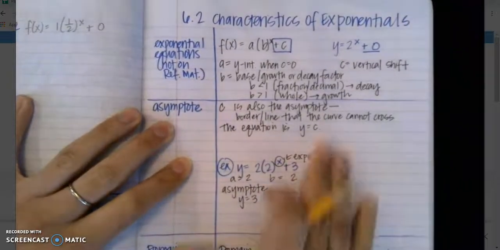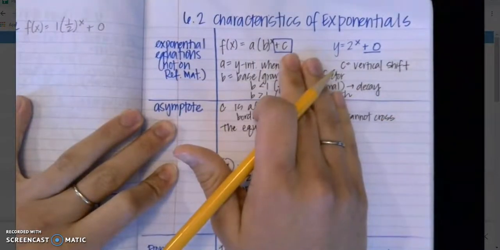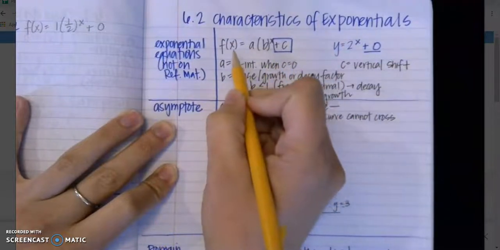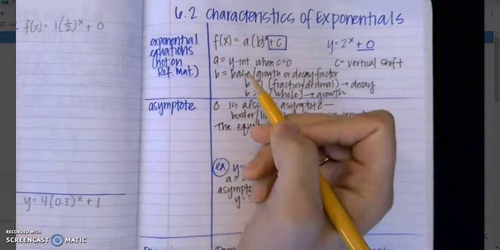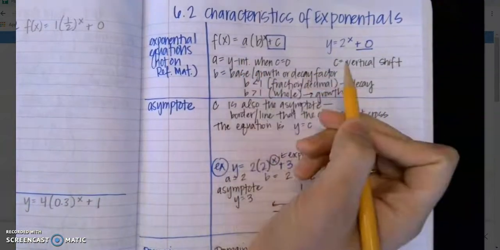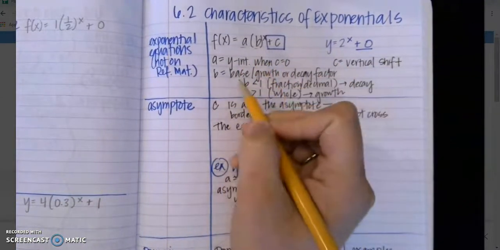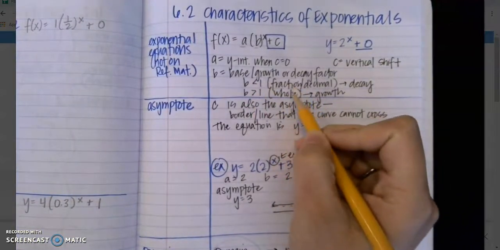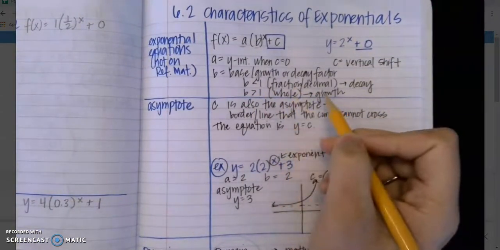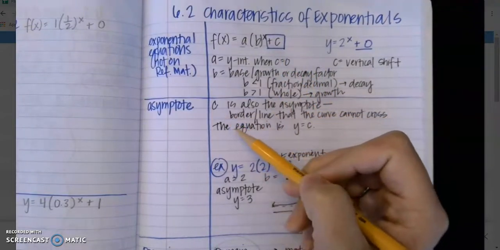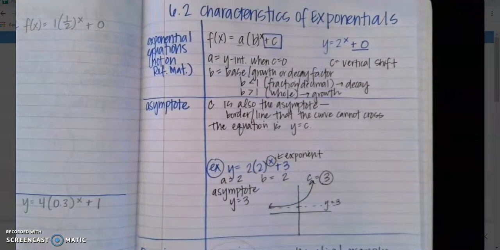You should have your notes that you took the other day in front of you, 6.2 characteristics of exponentials. Just as a quick review, our exponential equations are going to be in this form, where your A value is going to be your number in front, your B value is going to be your base, or your growth or decay factor. We'll talk about when it's a fraction or when it's a whole number, meaning growth or decay. And then your C value is going to represent your asymptote, or the boundary that affected the range that you saw in your exercises the past couple of days.